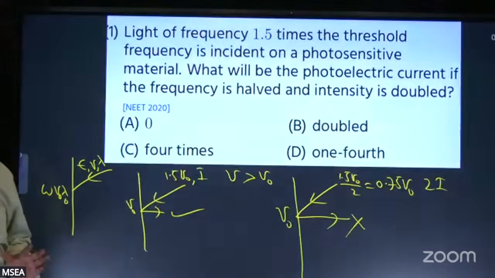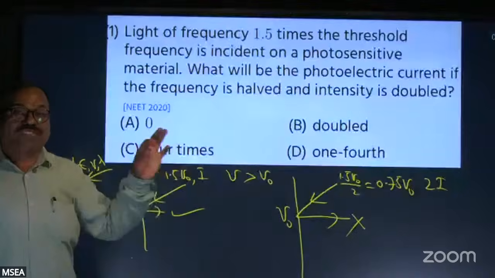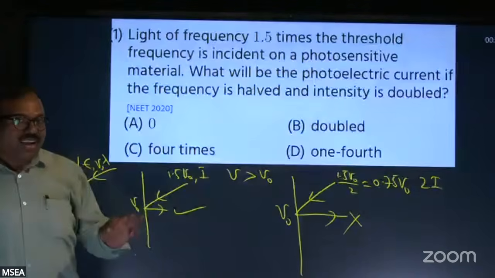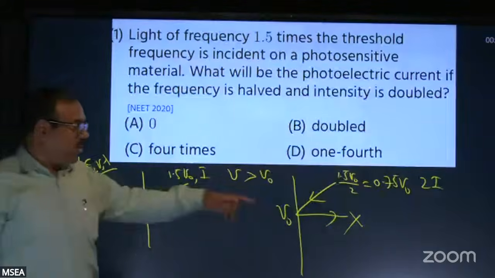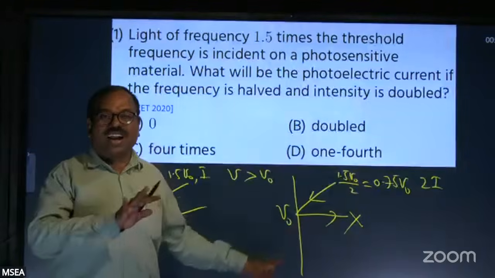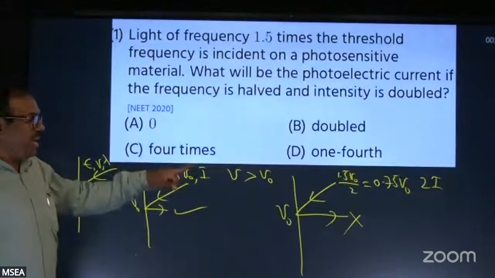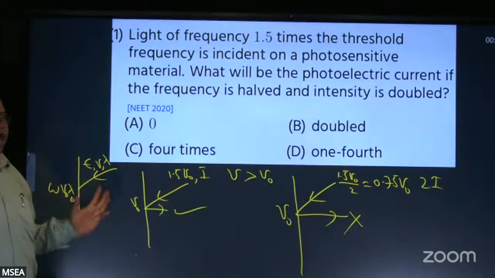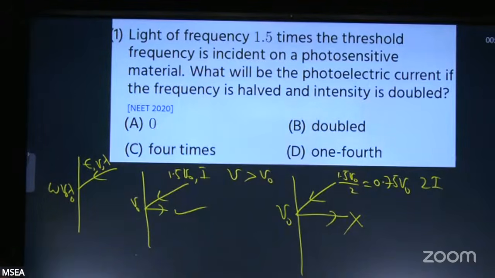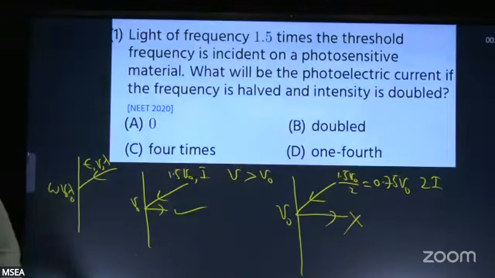This point you have to remember, because sufficient, suitable energy must fall on the surface. If that energy is not provided, you cannot get the photoelectrons. So you must remember this: it is not the intensity, it is the frequency that should satisfy the condition. That's why the answer is no photoelectrons. The answer is 0.